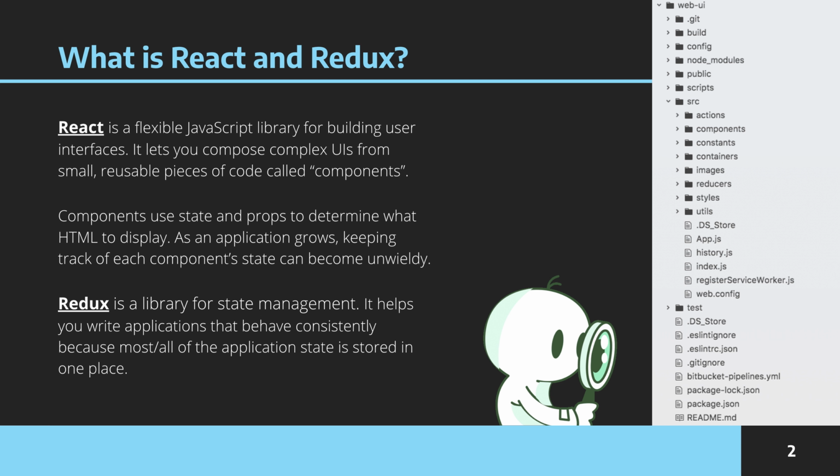So first off, what are React and Redux? React is a flexible JavaScript library for building user interfaces. It lets you compose complex UIs from small, reusable pieces of code called components. Components use state and props to determine what HTML to display. As an application grows, keeping track of each component's state can become unwieldy. So Redux is a library for state management. It helps you write applications that behave consistently because most or all of the application state is stored in one place.